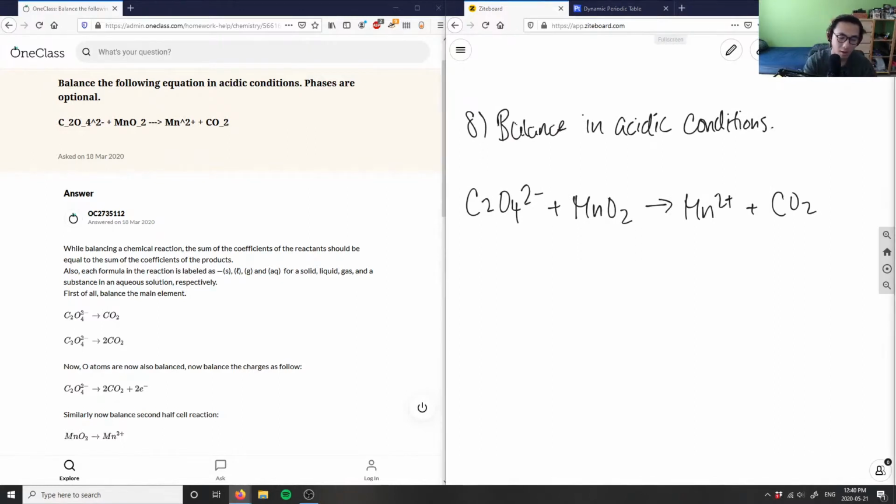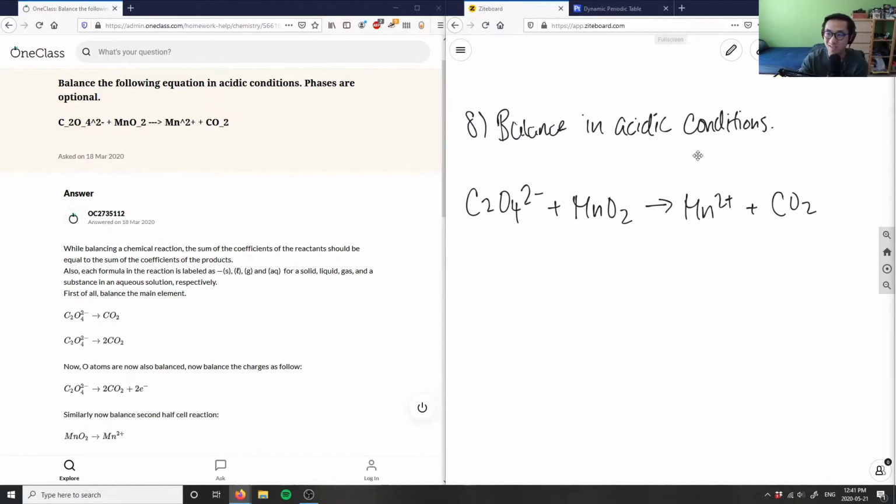a redox kind of reaction here. And we know that this here is a redox reaction because it's telling you to balance in acidic conditions. So what we want to do is figure out the half equations, and we want to add them together. So that's our goal here.